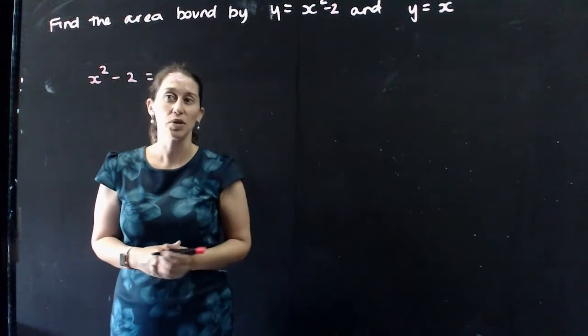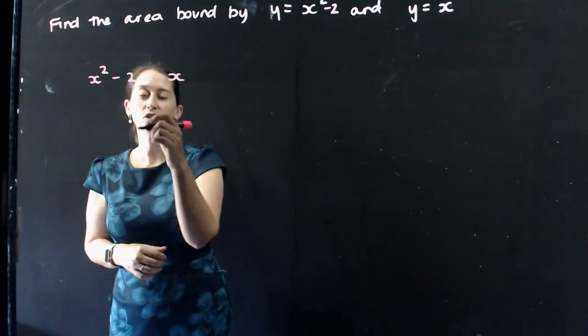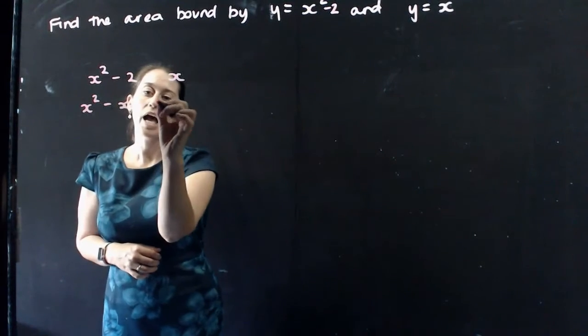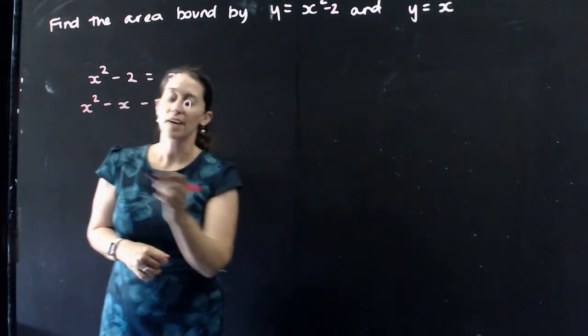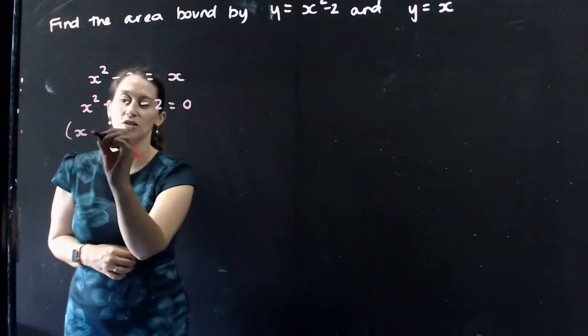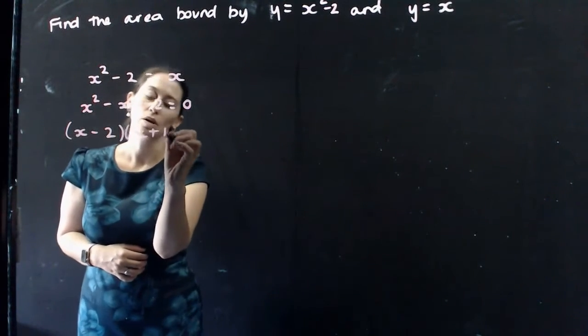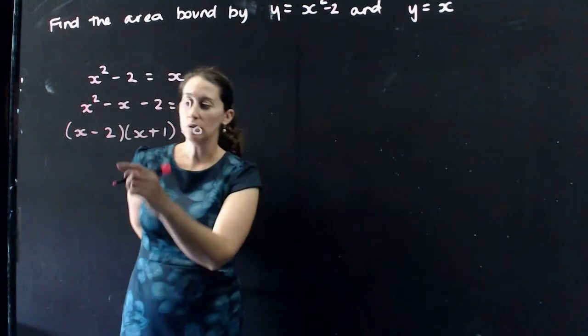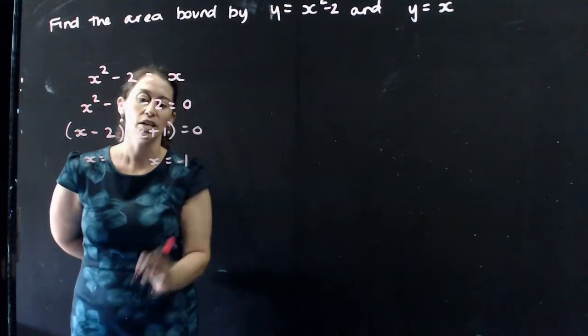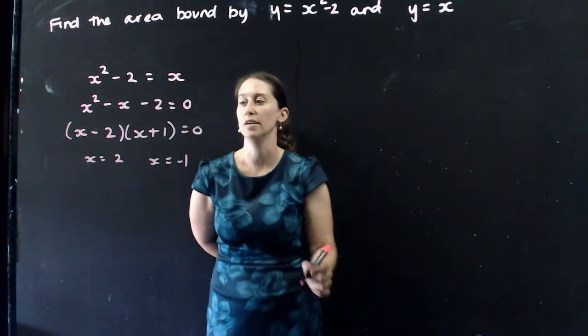So let's find what the x values are. So I'm going to subtract the x over and make it equal to 0 and factorise. Luckily it factorises nicely, so I've got my x minus 2, x plus 1, and I use the null factor law, which tells me that x equals 2 or x equals minus 1. So there are my two intersections between these lines.